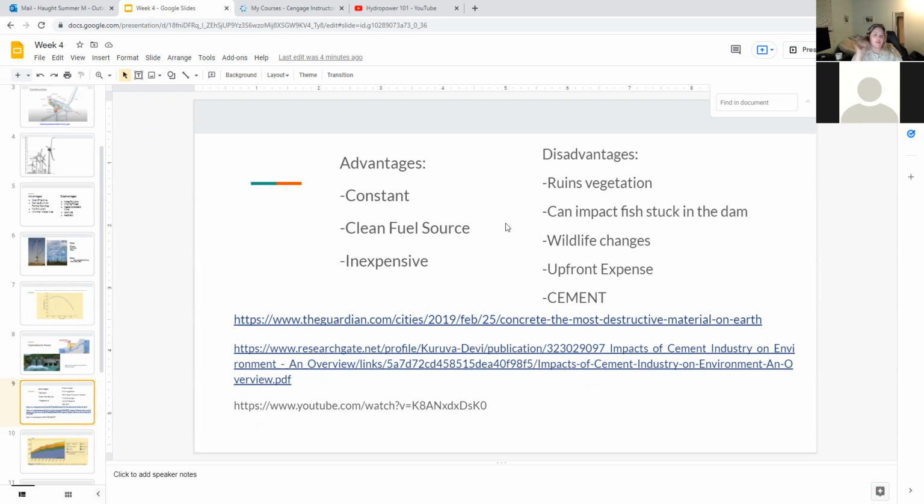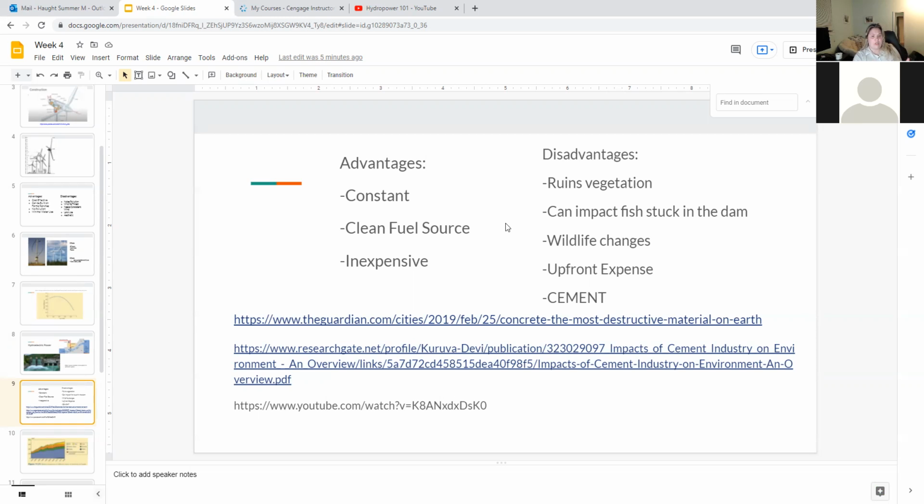So, a few of the disadvantages here. Some of the ones the book talks about are the fact that it can ruin vegetation, because you are manipulating where the natural flow of the water is supposed to go by creating the dam. Likewise, that can impact fish mobility, because the fish might be stuck at the bottom of the dam and can't swim to wherever they want to. Wildlife changes too: if the fish are stuck in one spot, the animals that eat the fish might not have fish to eat, depending on where they are located throughout the dam.